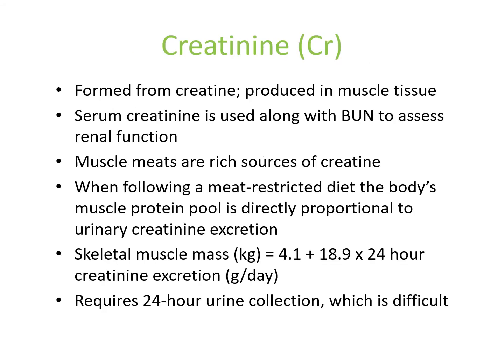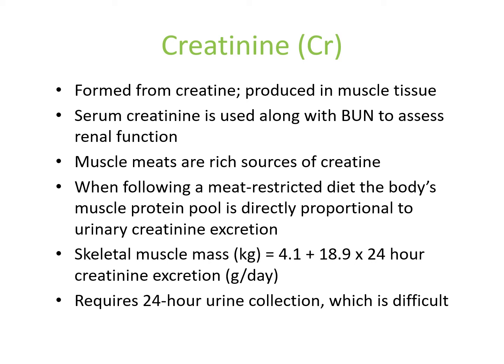So creatinine is formed from creatine. So this is produced in the muscle tissue as a byproduct. And so serum creatinine is used along with BUN to assess renal function. So muscle meats are rich sources of creatine, and so when following a meat-restricted diet, the body's muscle protein pool is directly proportional to urinary creatinine excretion. So again, you can produce some creatine endogenously, but you can also consume it exogenously from food.